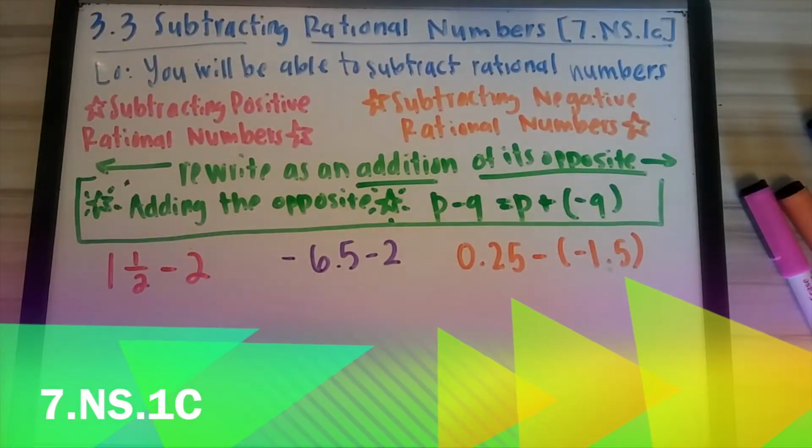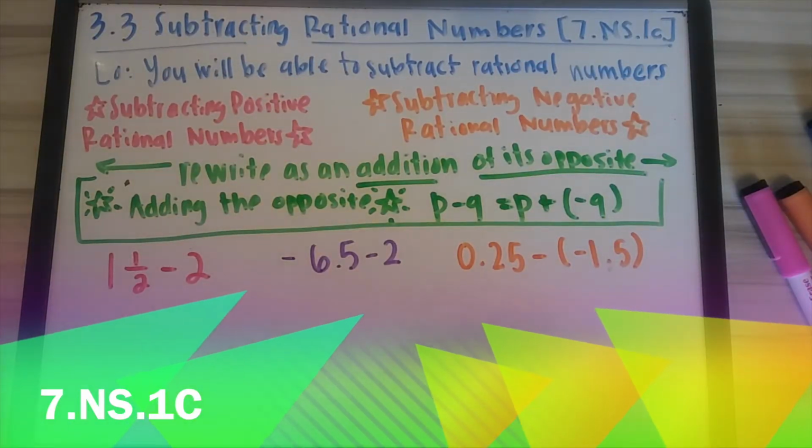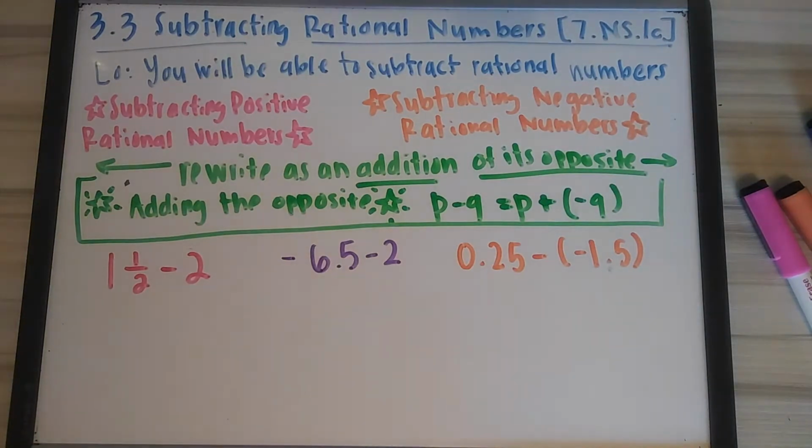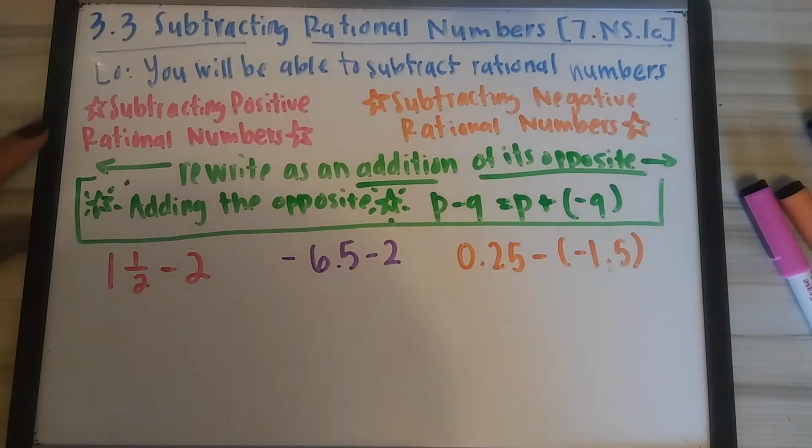Okay, you guys, this is 3.3, subtracting rational numbers, and that's just standard. We will be able to subtract rational numbers, so that's our goal, that you'll be able to do that with 80% accuracy on your independent work. So subtracting positive rational numbers, and then subtracting negative rational numbers, we take them with just one rule.